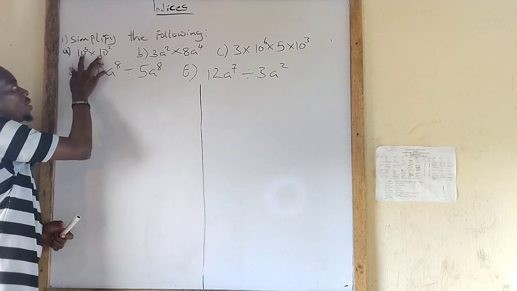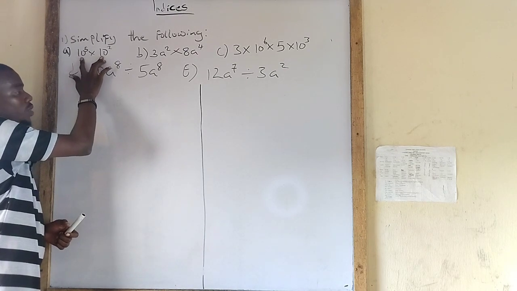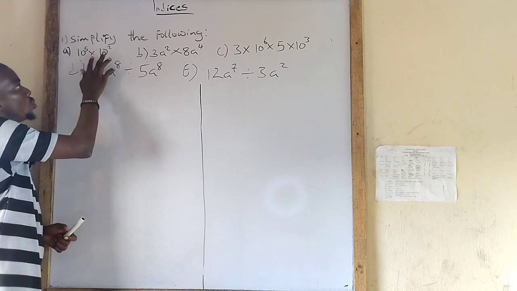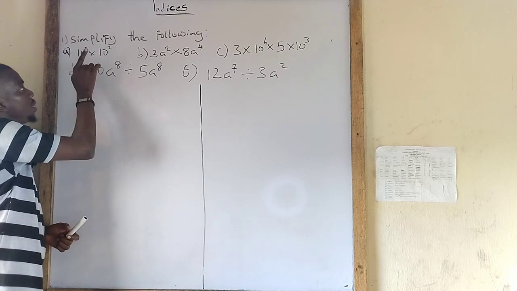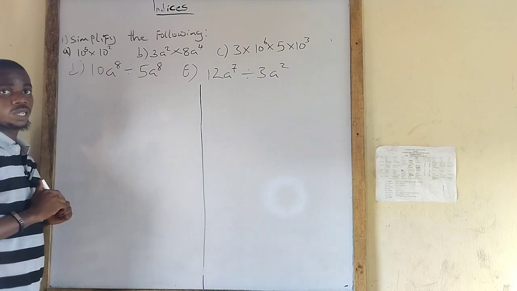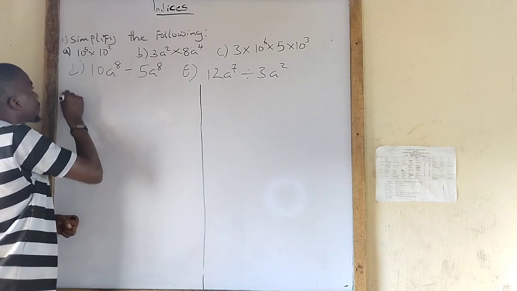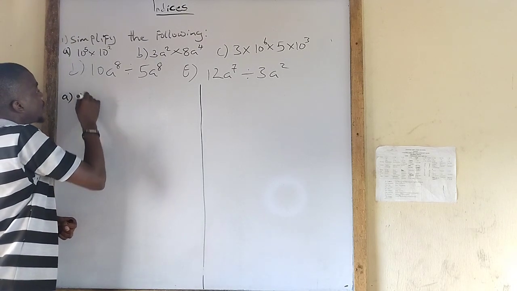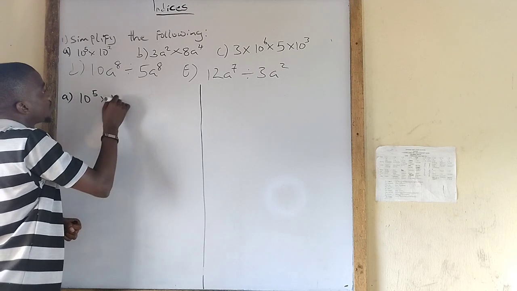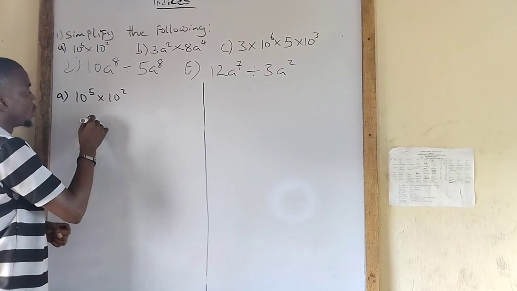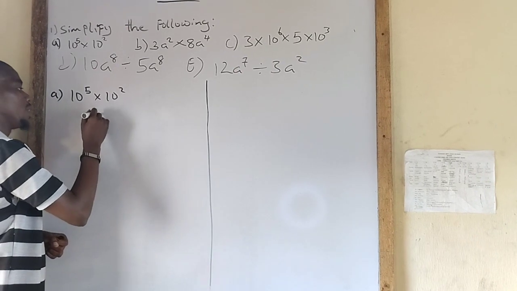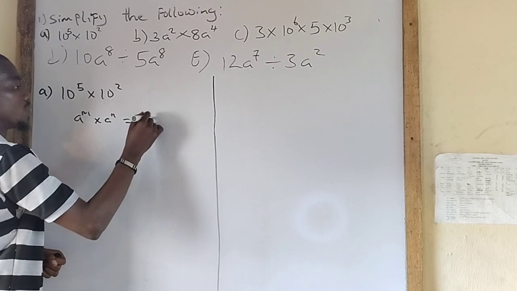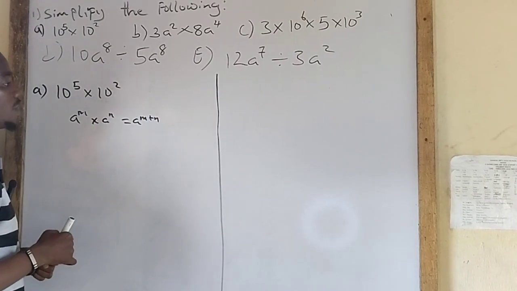The rule says that whenever you have equal bases being multiplied, with equal bases raised to powers, what you do is you take the bases to a single base and add the powers. So we have 10 raised to the power of 5 times 10 raised to the power of 2. We use the rule a raised to the power of m times a raised to the power of n is equal to a raised to the power of m plus n.